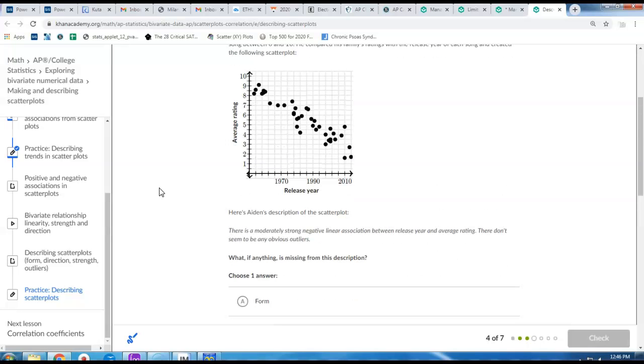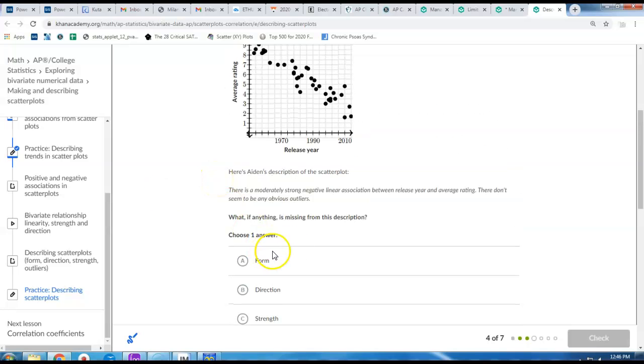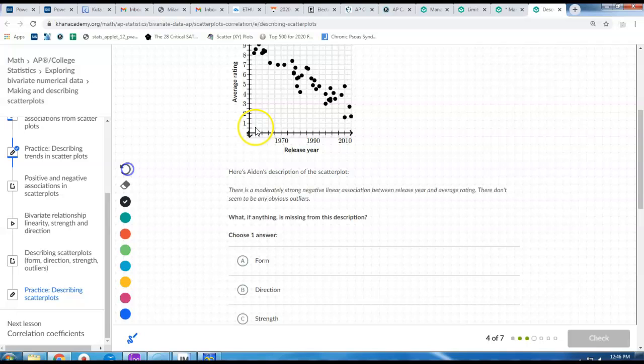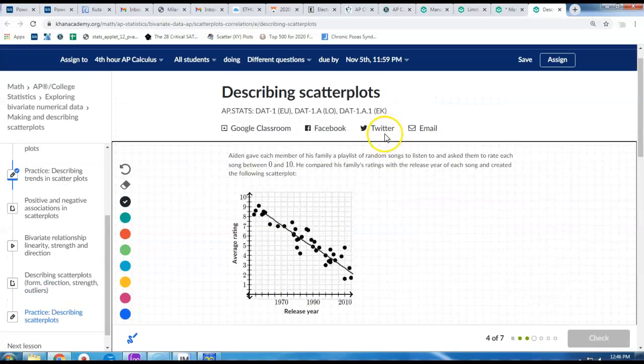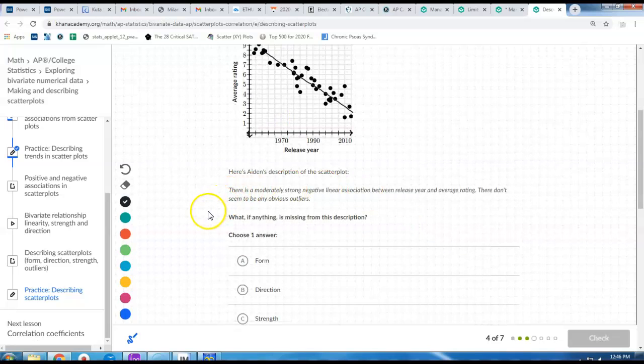Okay, so there are 4 things that you are supposed to describe, and they're given to you right here. Form. Form is whether it's linear or curved, basically. So this is making a linear pattern because I could draw a pretty reasonable line that represents that pretty well. So as the release year goes up, the average rating goes down. So songs are getting worse and worse.